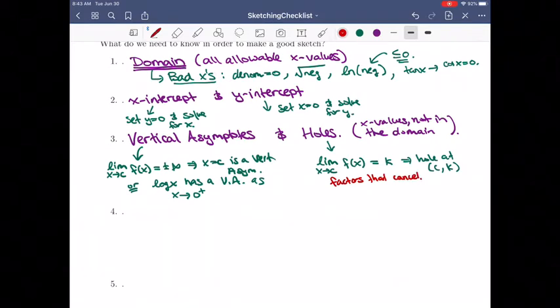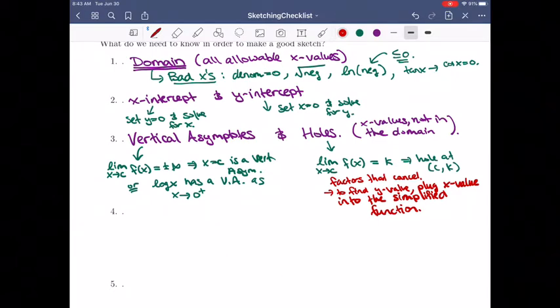Okay, and then to find the y value, what you're going to do is plug the x value into the simplified function, so after you cancel. Then you can plug in the x value, and that's going to find your y value.